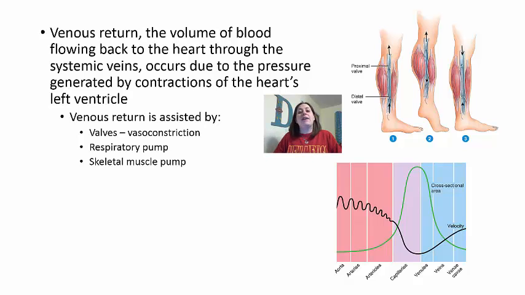So as that diaphragm pulls up, it almost causes like a suction, kind of like a plunger that you use in the toilet when you push the plunger down and then you pull it up and it sucks whatever the problem is there. It's sucking the blood up, and so that's what the respiratory pump is using.